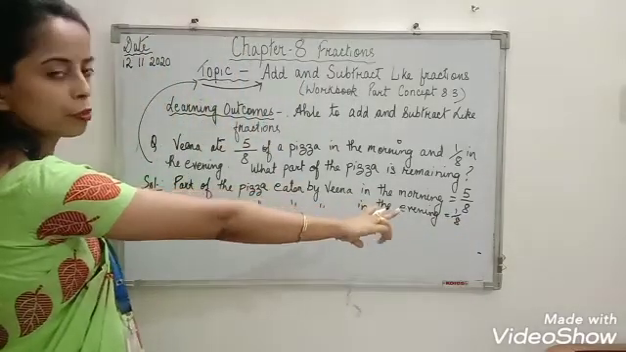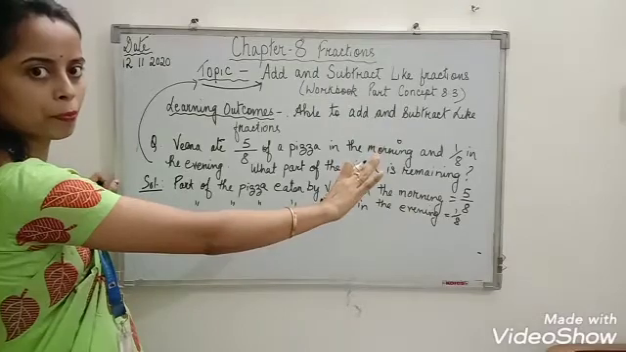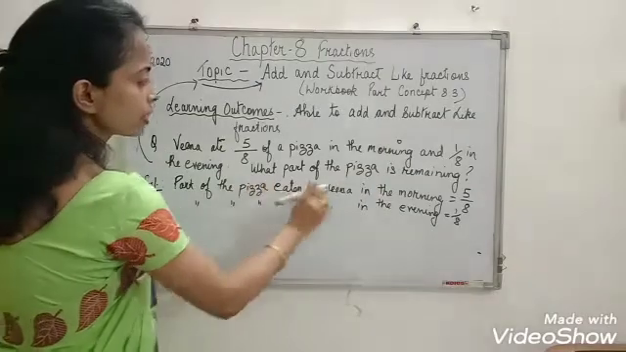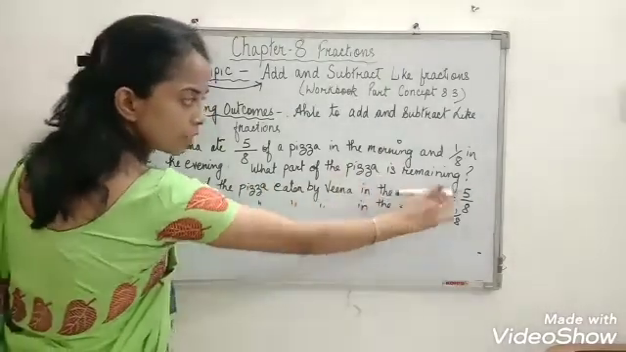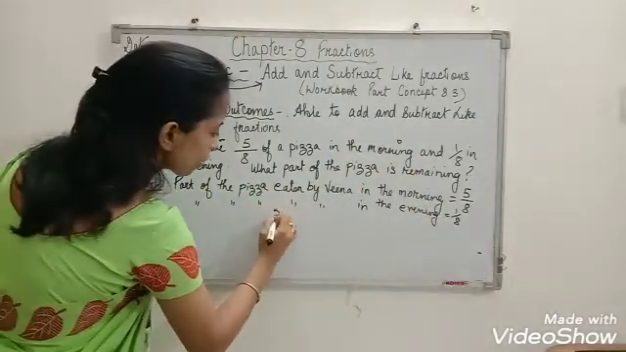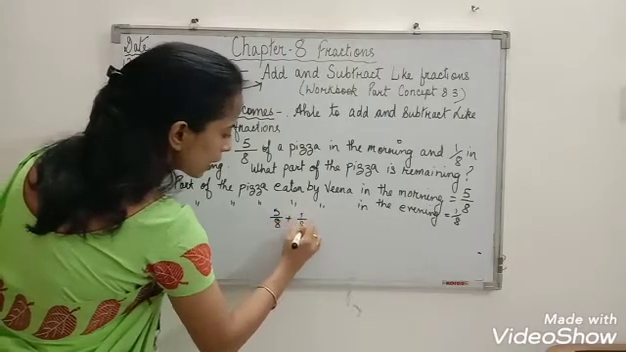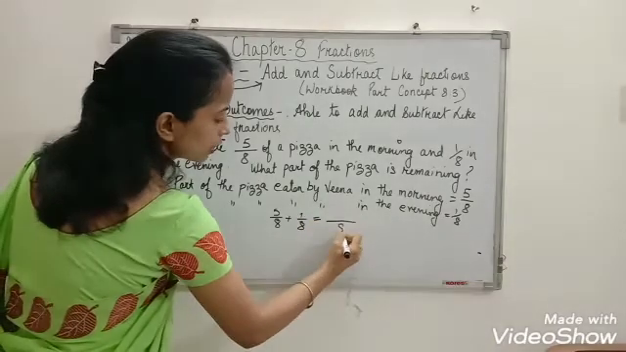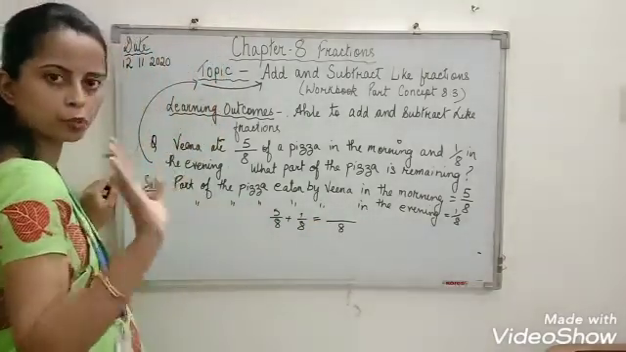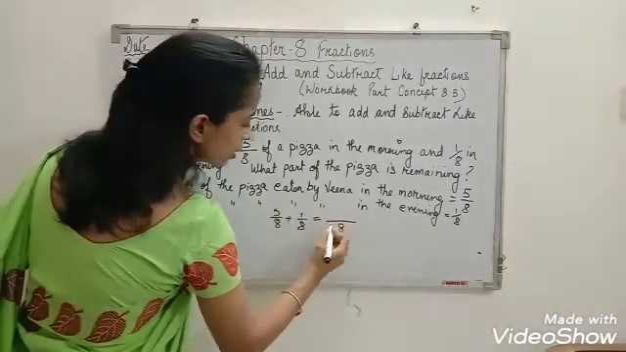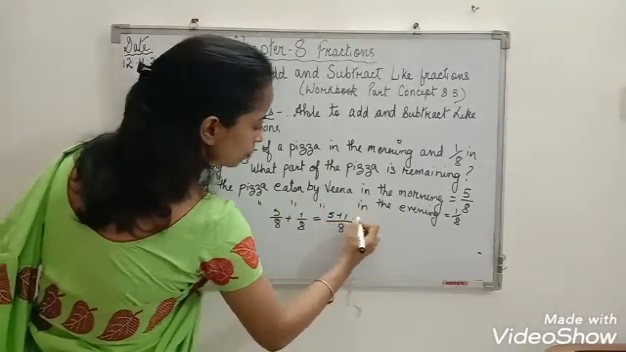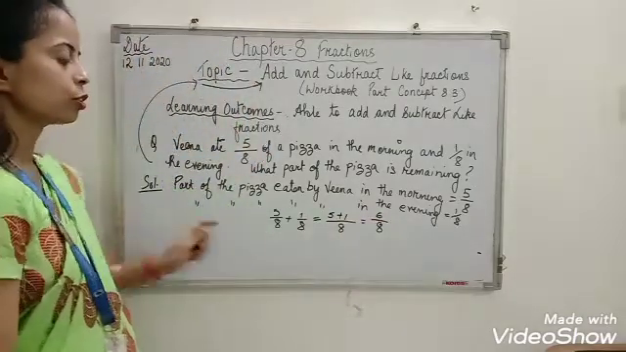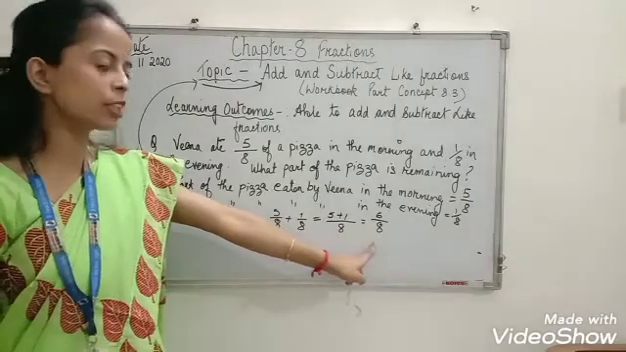Now, how are you going to find out the total parts eaten by Veena? Part of the pizza eaten in the morning and in the evening, both we are going to add. So 5/8 plus 1/8. Both are like fractions. So what are we going to do? 8 as a common denominator we'll take, because for denominators we don't have to see. We have to see only the numerator. So 5 plus 1. How much does it come? 6/8. Total parts of the pizza eaten by Veena is 6/8.